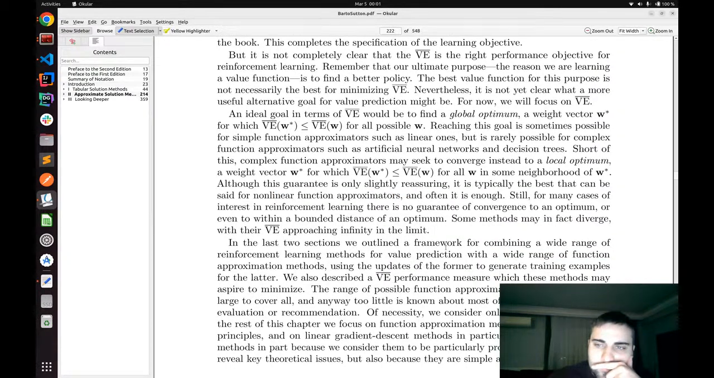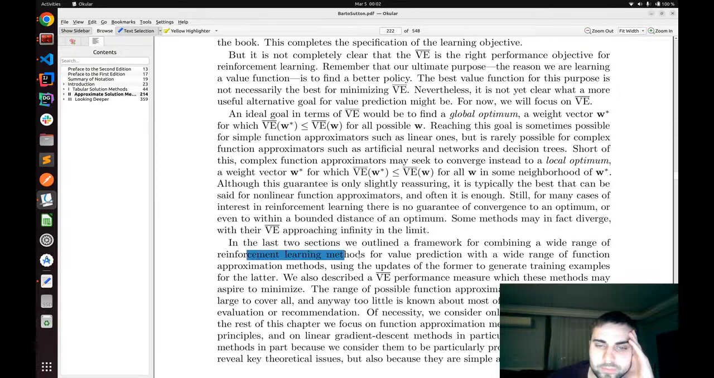Still, for many cases of interest in reinforcement learning, there is no guarantee of convergence to an optimum, or even to within a bounded distance of an optimum. Some methods may in fact diverge, with their VE approaching infinity in the limit. The last two sections outline a framework for guiding a wide range of function approximation methods, using the updates of the former to generate training samples for the latter.